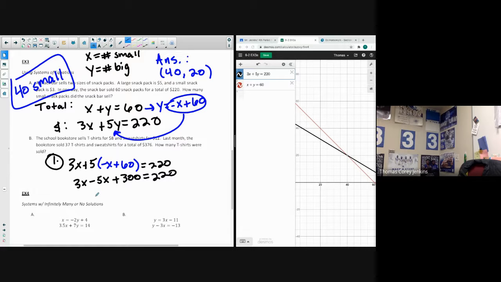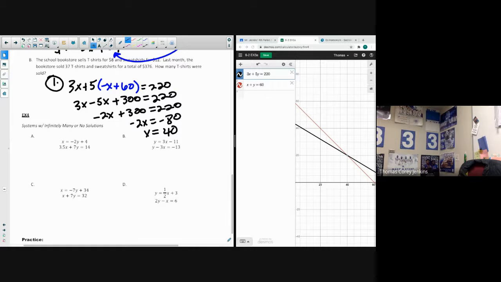Combine your like terms, that's negative 2x. Now we'd want to move over the plus 300, so we get negative 2x equals negative 80. And then x equals negative 80 over negative 2, which is 40, right? So obviously that matches our answer and just kind of confirms everything, right? So again, for a test, what I would be looking for on these word problems is more your ability to write your system, and then you could just use Desmos to produce the answer, okay?